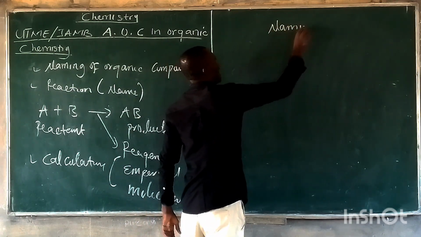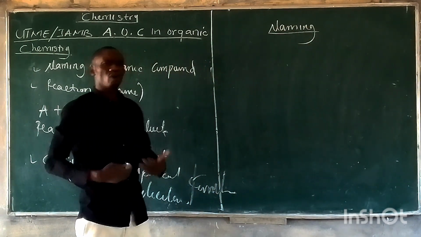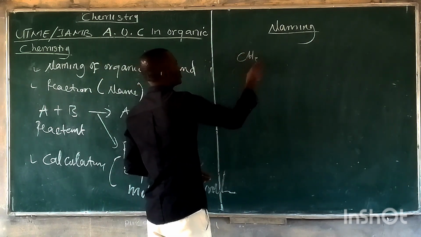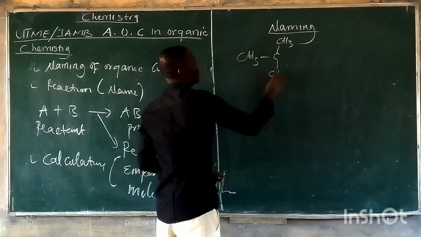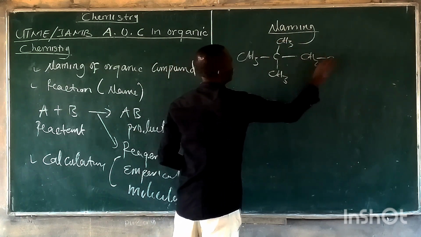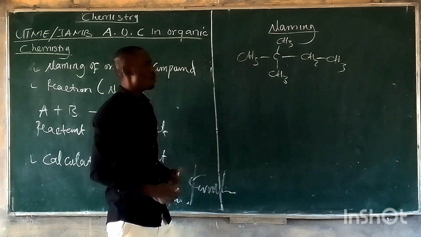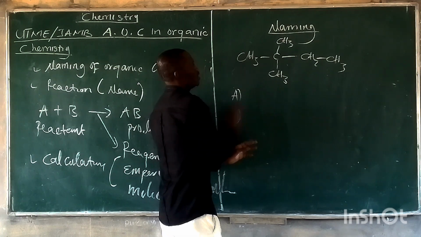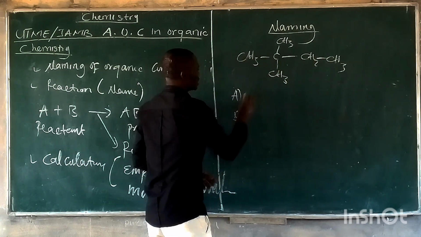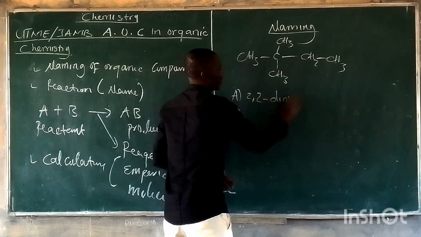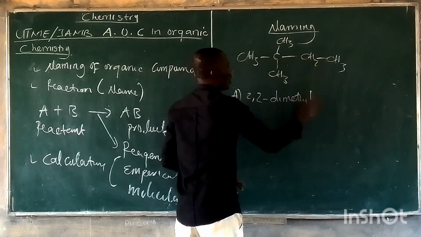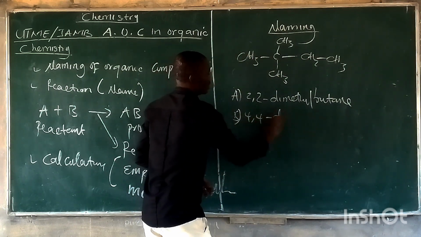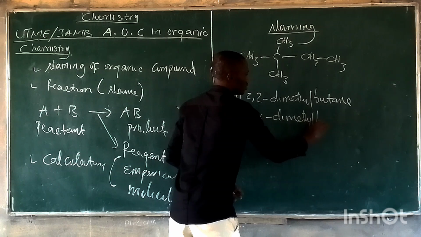Now, I won't take much of our time because this class is not for naming of organic compounds. I'm just going to give you a few organic compounds and expect you to name them. CH3, CH3, CH3, CH2, CH3. If you are told to name this compound, you may have two options: 2,2-dimethylbutane and 3,3-dimethylbutane.